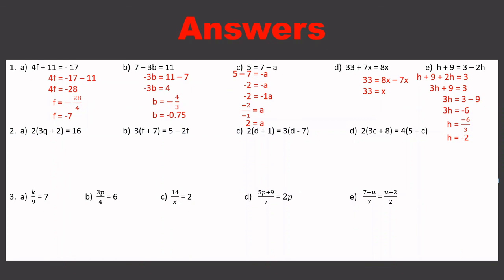On to question 2, dealing with these brackets, let's start by expanding them out. Now let's get the q on its own, starting by moving the 4, then the 6. Question B, expand that bracket out. Move the smaller variable term. Group like terms, let's get that variable on its own.